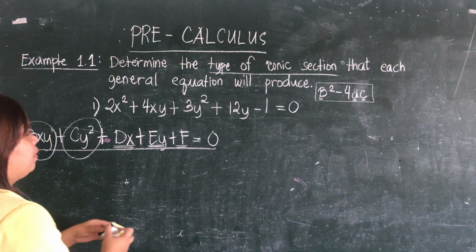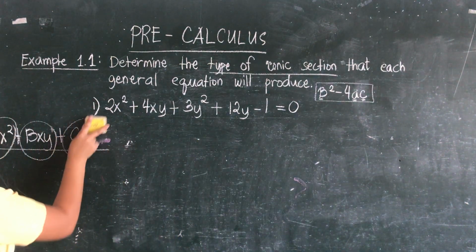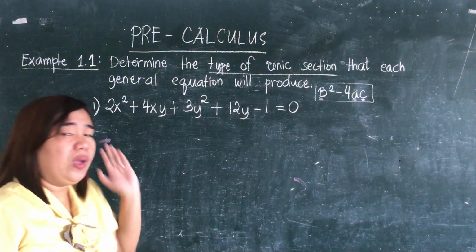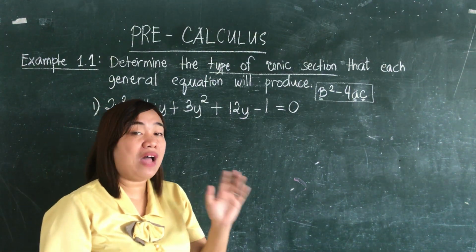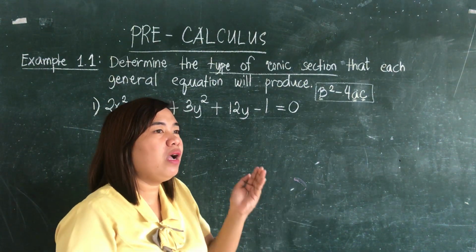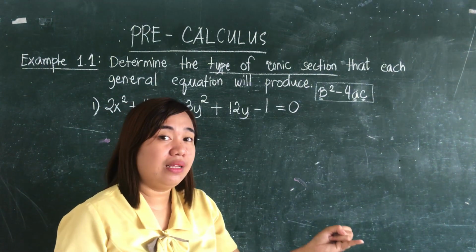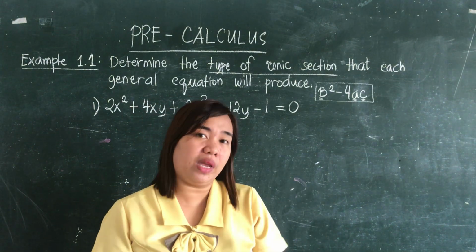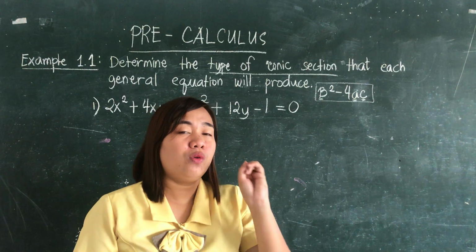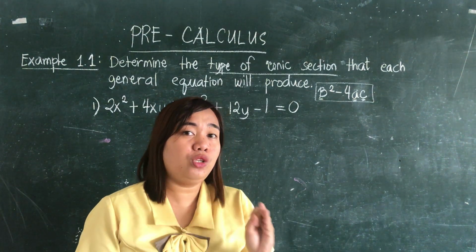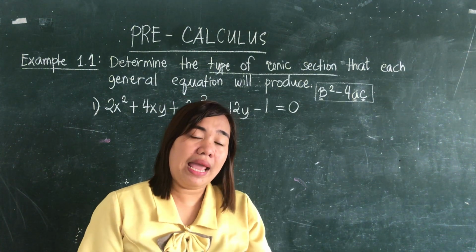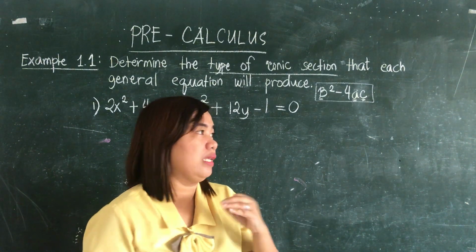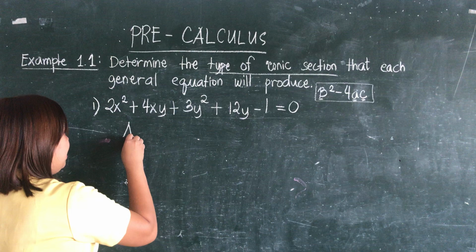So let's continue. Let me erase this one first. So, sa equation natin, yung kukunin lang natin na value or ng coefficient is yung mga coefficient ng x squared, xy, at saka y squared. Yung coefficient ni x squared, yun yung value ng a. Yung coefficient ng xy, yun yung magiging value natin ng b. And the coefficient of y squared will be the value of our c. So let's start. What will be the value of a?